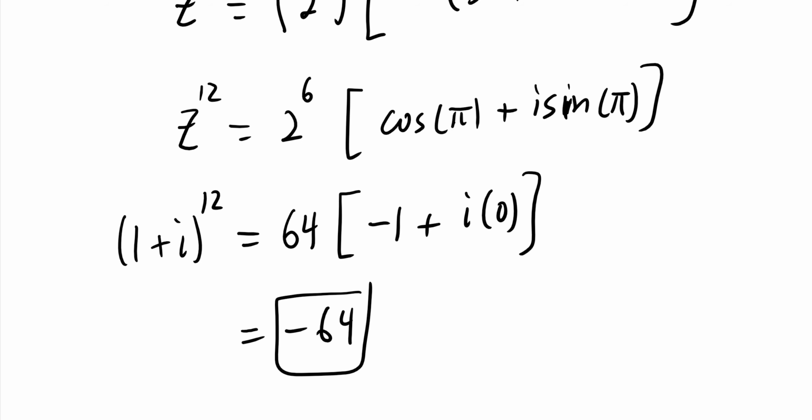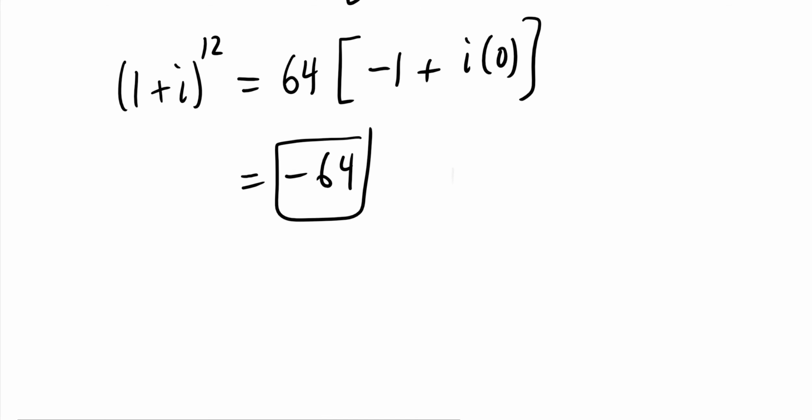So I don't have to multiply 1 plus i 12 times. But if you happen to do so, you're going to multiply 12 times and you will end up only getting -64. There's not even an i in there anymore. So that's how this is important. Let's look at another example.